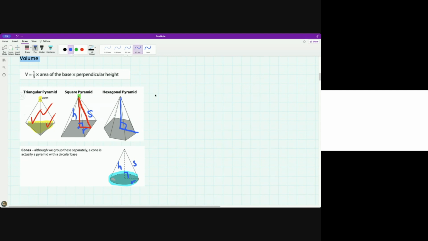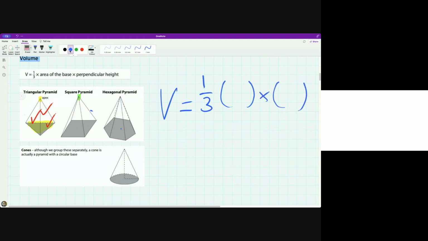Now, here's the thing. To find the volume of these shapes, it's wonderfully simple. It's just 1/3 times the area of the base. That could be a square, a triangle, a circle, and then times the perpendicular height. So if I wanted to find the volume of this cone, it would be 1/3 pi r squared, because this bit is pi r squared. And then it would just be this thing over here, which is the perpendicular height of the shape.